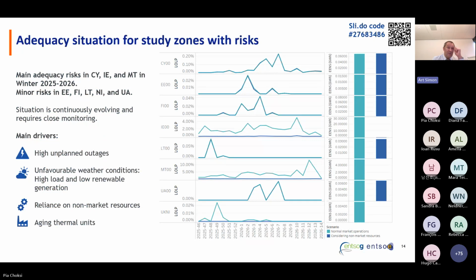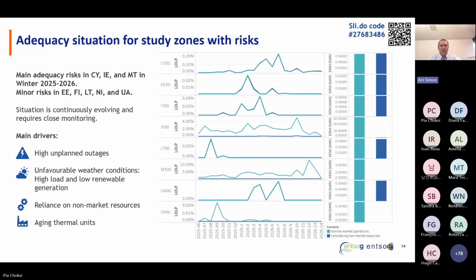Here we see the expected energy not served as an absolute number, the highest being for Ireland, with 30 gigawatt hours of ENS. So this risk pertains throughout the season. It's peaking in March, but it can be eliminated completely or nearly completely by using non-market resources. A similar case can be observed for Malta. For Malta, it's 4 gigawatt hours, and Malta relies on specifically designed non-market resources to meet the scarcity. Using these non-market resources eliminates this risk completely for Malta.